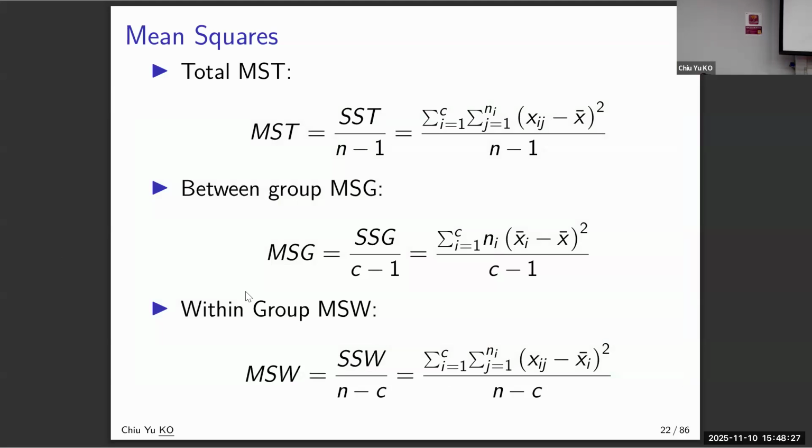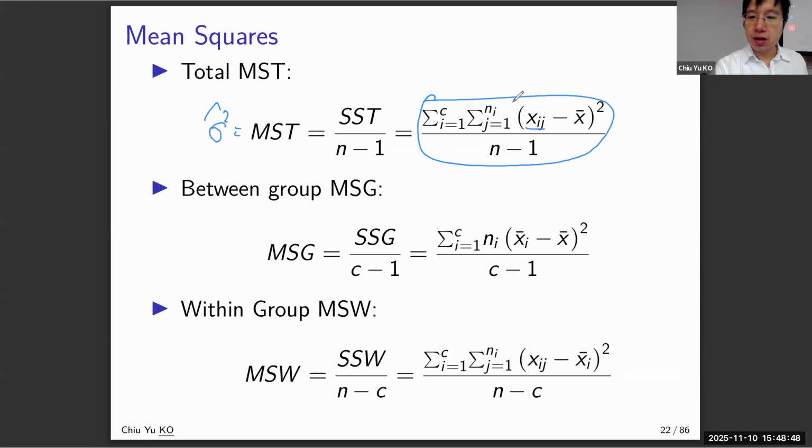So the first one is called MST. MST is to estimate the variance, which is sigma square. This is an estimator for sigma square. Look at each observation and add together all the observations minus the mean and divide by n minus 1. So this is the way that you discard any information of the grouping.